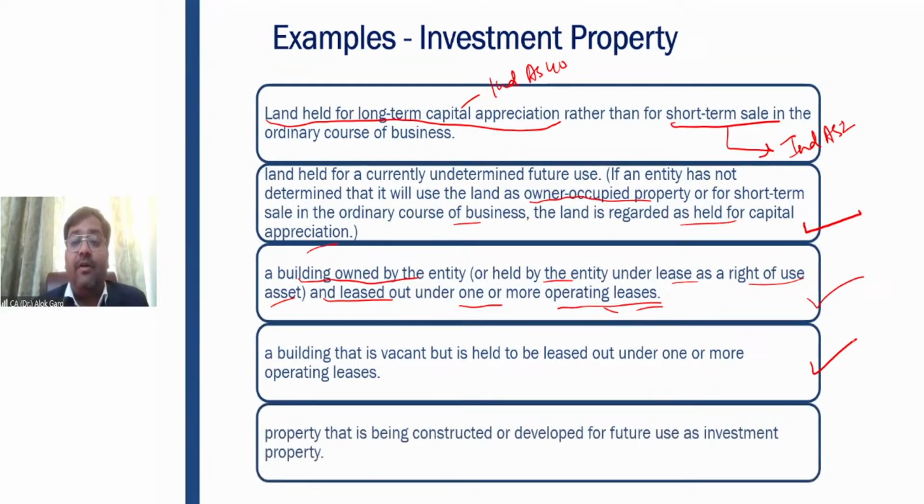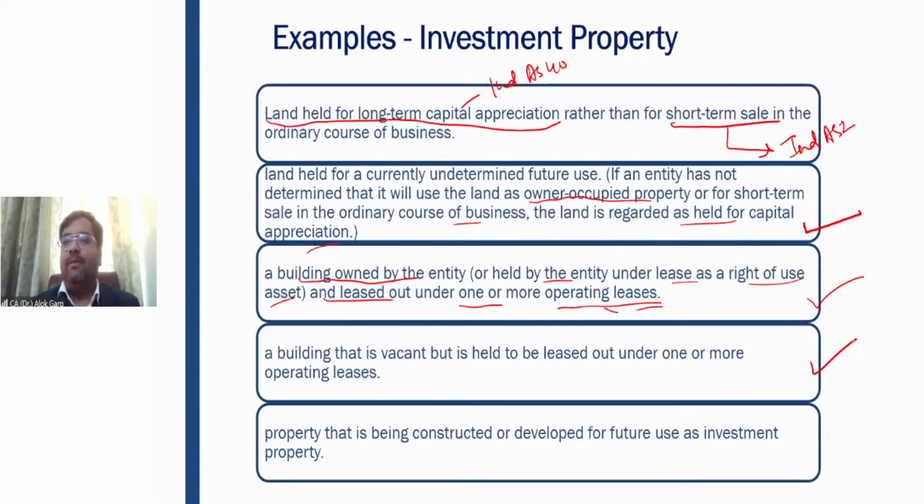Property that is being constructed or developed for the future as an investment property. The company has purchased a property, let's say land or even a building, and is doing some construction on that. The construction purpose is, again, to be used in the future for rental purposes, right? So if the future purpose is also investment property, or the company is doing the construction so that the company will get good value appreciation in the future.